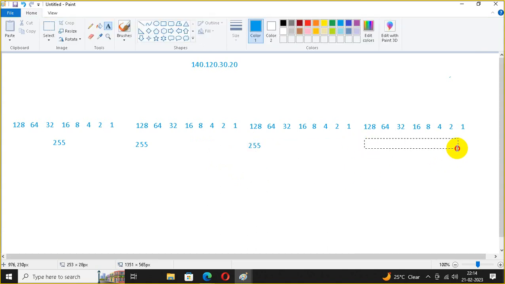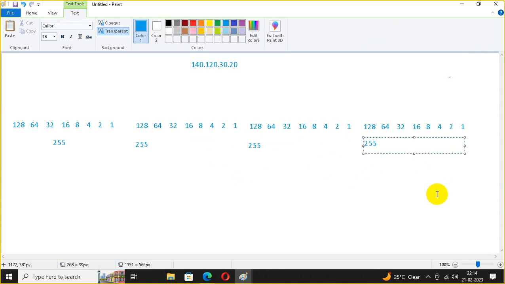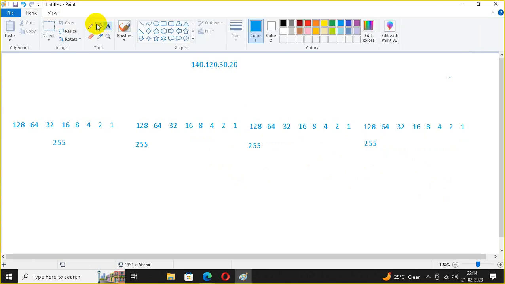This situation we call broadcasting, when all the network bits are turned on. That means when the network bits are turned on, it is the total addition of each bit. When all the network bits are turned on, it is the total addition of the network subnet. Clear? Okay.